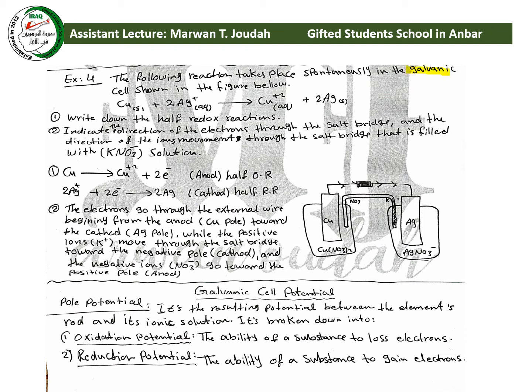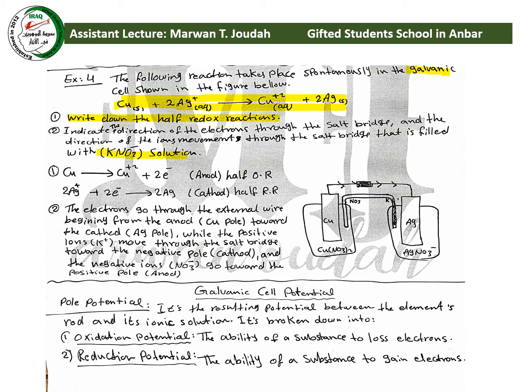So here's the general equation of the reaction inside the galvanic cell. And what is required from us is to write down the half redox reactions, oxidation and reduction. The second thing is to indicate the direction of the electrons and the direction of the ions movement through the salt bridge, which is filled with KNO3, potassium nitrate solution. So let's get into each one individually.